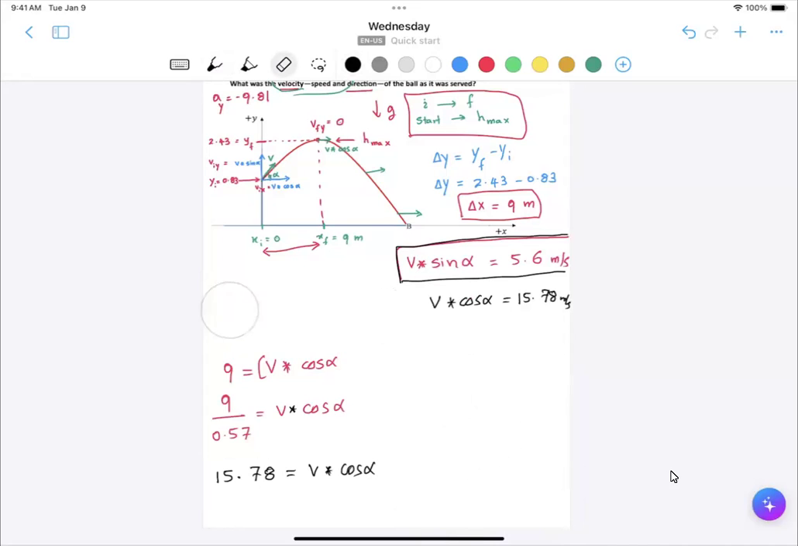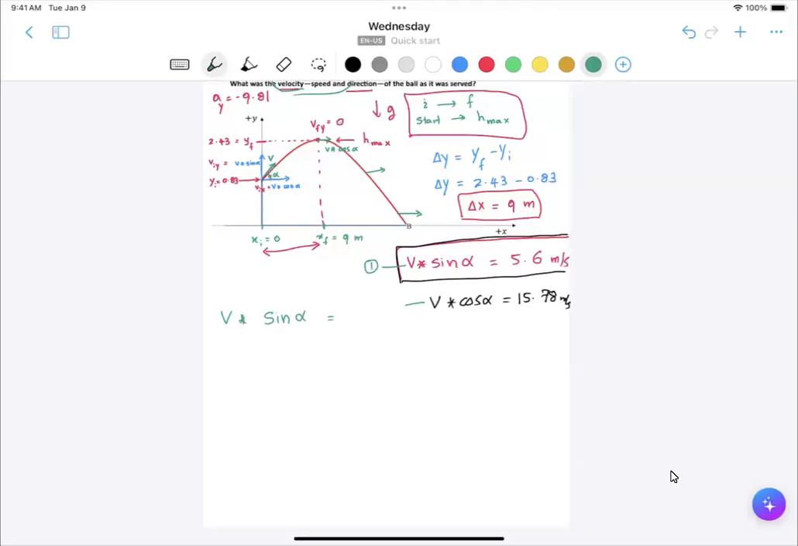Now we are going to solve these systems of equations. There are multiple ways to do that, and I am going to show one way. V times sine of alpha equals 5.6; this is my first equation. This is my second equation. I am going to divide these two equations, equation 1 divided by equation 2.